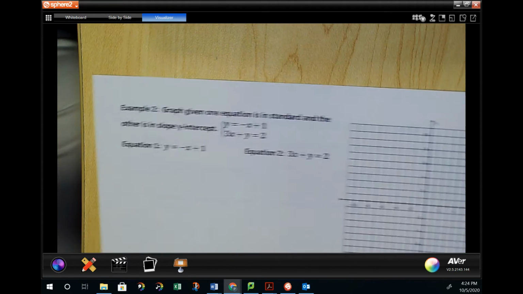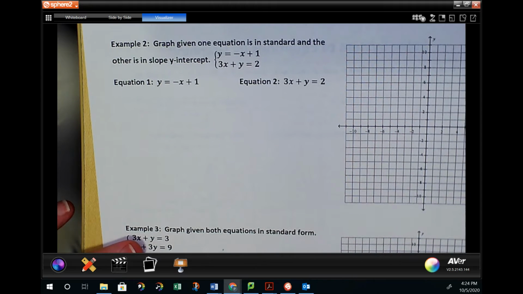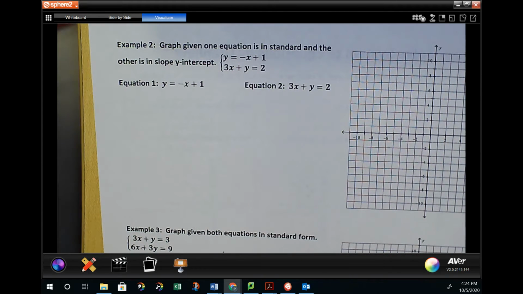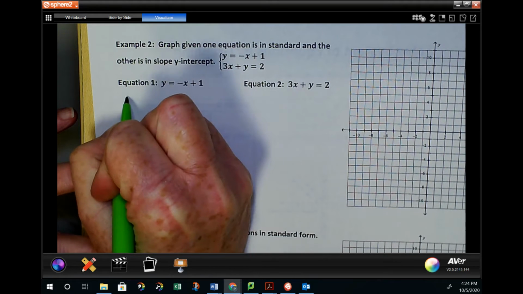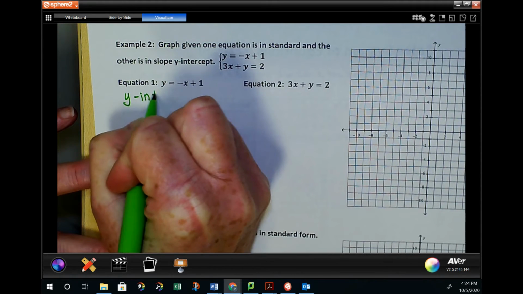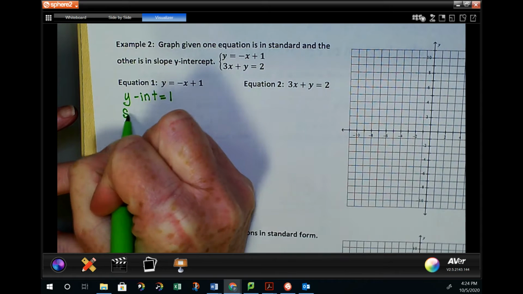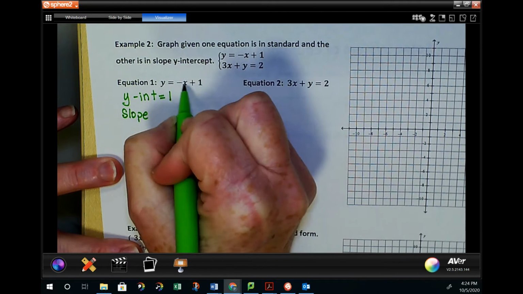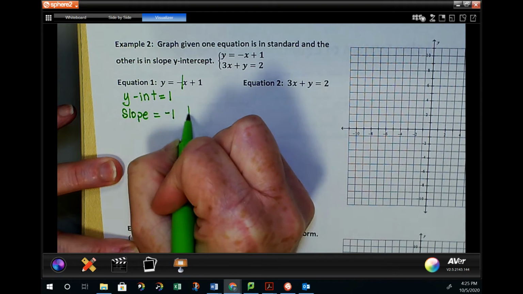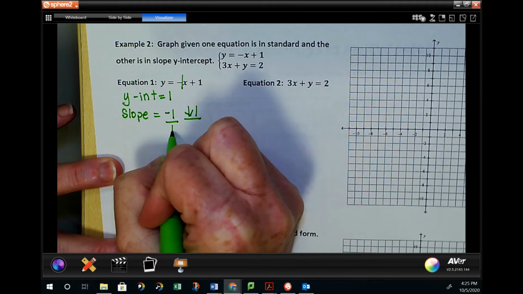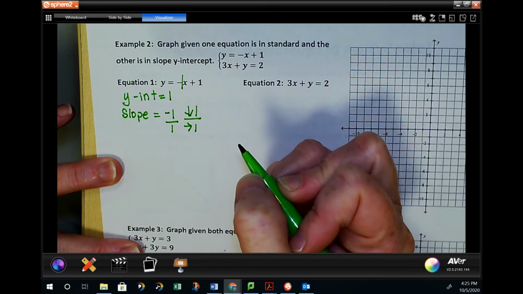So on the back side, we have another one, and this will be example 2. Again, we're just going to graph both of our equations. This one is in y-intercept form. So again, we have y-intercept equal to 1, and your slope, same thing, is negative 1. So that means down 1, and then I'm going to make it a fraction and to the right 1.